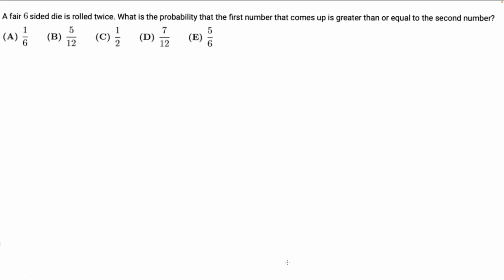A six-sided dice is rolled twice. What is the probability that the first number that comes up is greater than or equal to the second number? So first we have a six-sided dice and it's rolled twice.